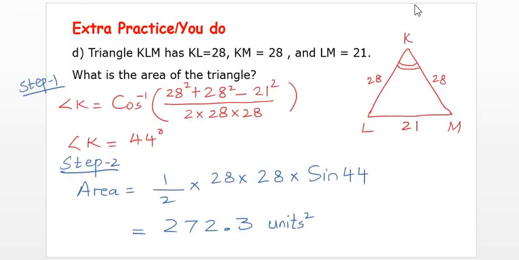So here is the answer. I found this angle K. It is between 28 and 28, so it's cos inverse of 28 squared plus 28 squared minus the square of the opposite side, that is 21 squared, and in the denominator, 2 times 28 times 28. It gave me the angle K as 44 degrees. Let me write it here for you. Now I can use the formula that I learned for the area. So area equals half of these two sides, 28 times 28, times sine 44, the angle that is included in these two sides, and it is giving me this answer.